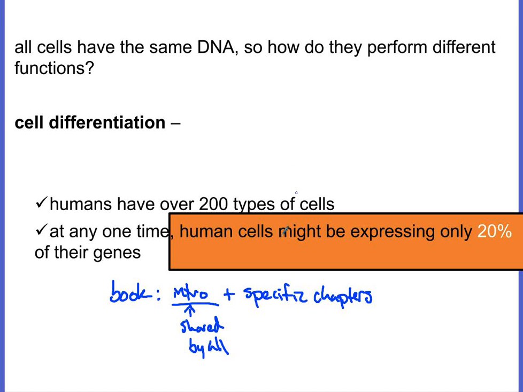Whereas the specific chapters and different combinations of those chapters, that's where you come up with specific functions, right? These specific chapters, those specific other parts that are read, are where you're going to find your specific functions.